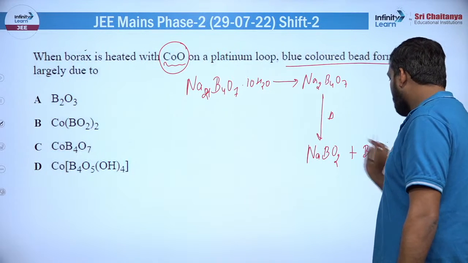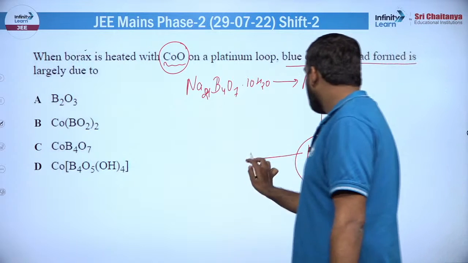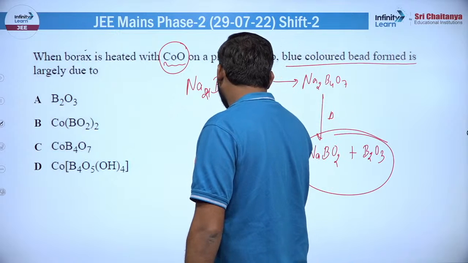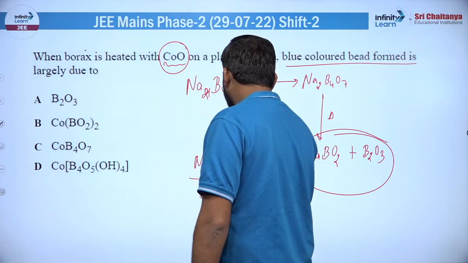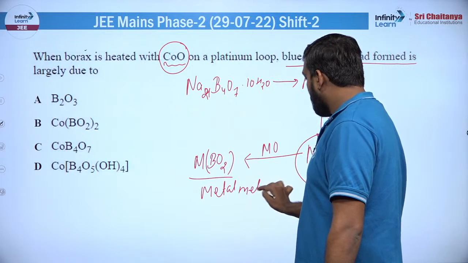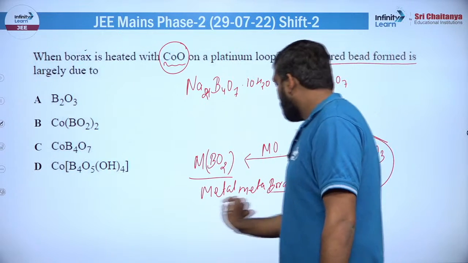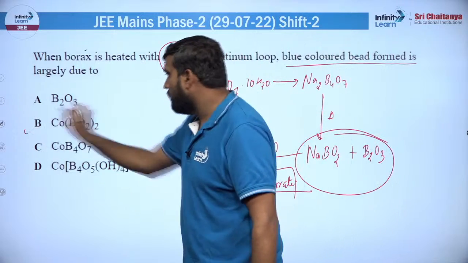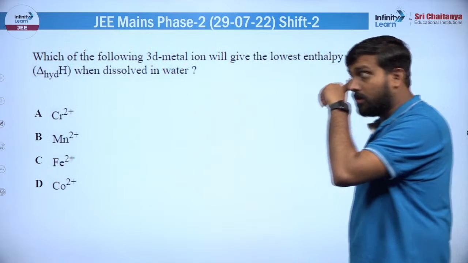And when this compound combines with each other, it is called a glassy bead, and when it is treated with the metal oxide, it basically creates a metal metaborate, okay. So the final product is basically the metal metaborate that is created by this reaction, okay. So the correct answer will be option number B, okay. It is for all the metals, okay.